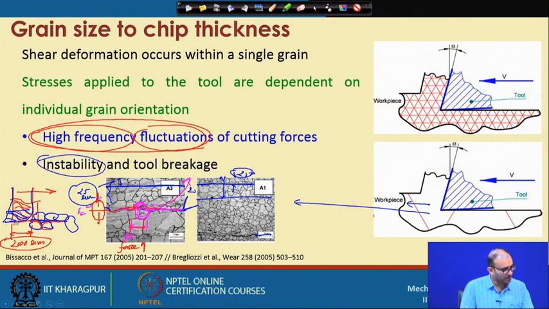Instability means it may bend, but it will not break. It will continue with the machining. Tool breakage means whatever forces you are providing are enough to break this particular slender tool, that is the micro tool. So these are the problems when you are talking about the grain size with the chip thickness.